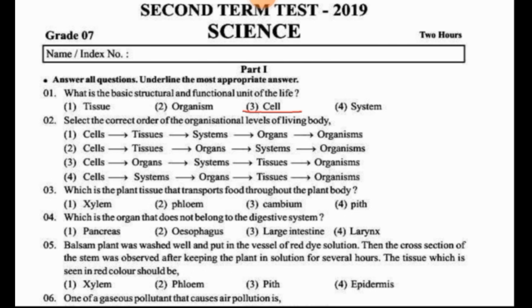Question number 2. Select the correct order of the organizational levels of the living body. Right, the cell is the basic structural and functional unit, right? So it starts with the cell. Then the next one is when a group of cells get together and organize for a specific function, it is called a tissue. The next one is tissue.